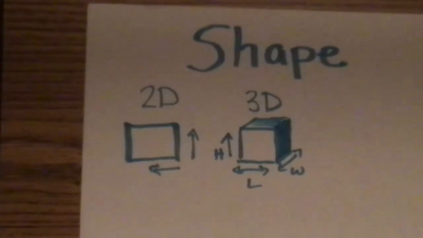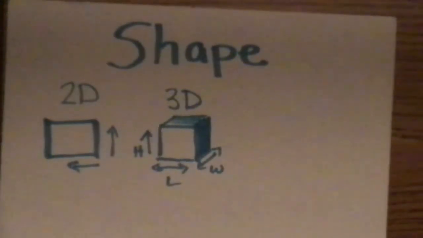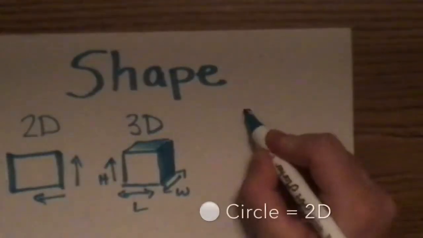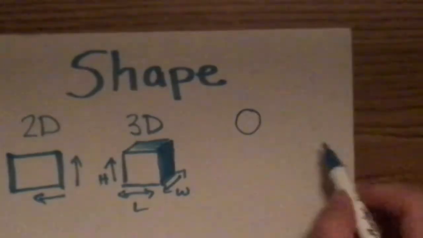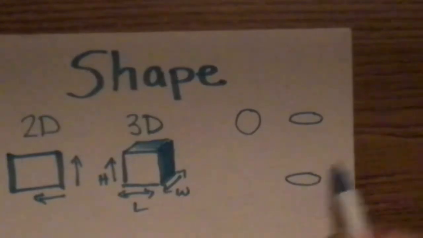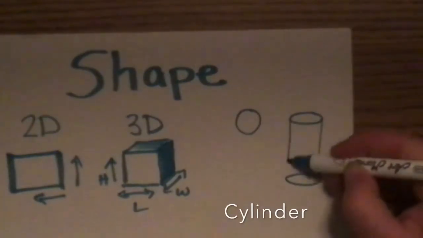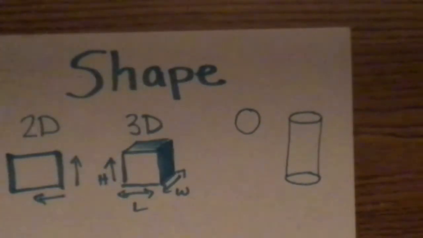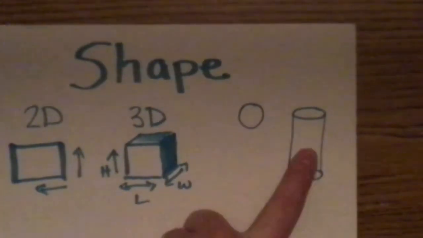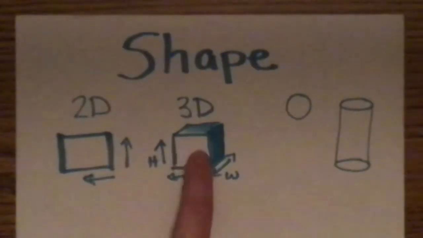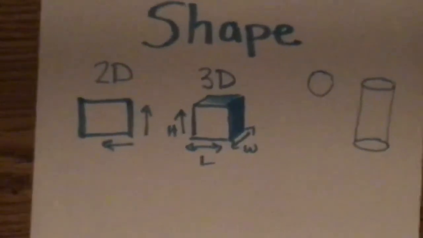And pretty much all shapes have a two-dimensional and three-dimensional friend, right? So if I have a circle, which is a two-dimensional shape, but then I get two kind of ovals here, and I put them together, what do I have now? A cylinder. So we need to use our two-dimensional shapes to help us make three-dimensional shapes. And usually a three-dimensional shape is made out of a bunch of two-dimensional shapes, okay?